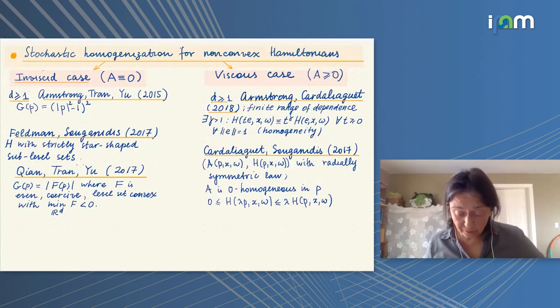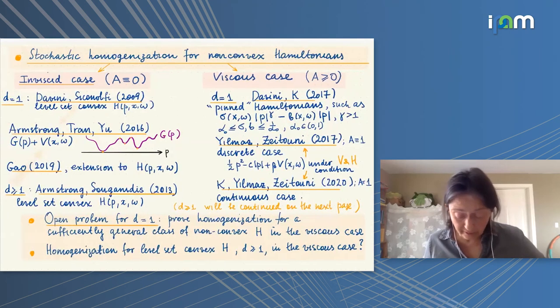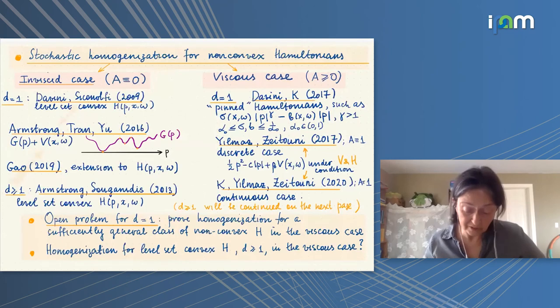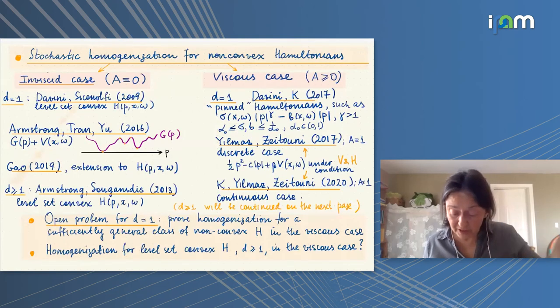Right. And then for dimension one, Andrea Davini and I gave an example of pinned Hamiltonians. An example of a pinned Hamiltonian is, for example, this one. It is pinned at zero. So when p equals zero, no matter which x or omega you take, the Hamiltonian stays the same. Like in this case, it's zero. This allows one to separate what happens to the left of zero from what happens to the right of zero and get homogenization for pinned Hamiltonians, as long as the Hamiltonian in between the pinned points is convex.